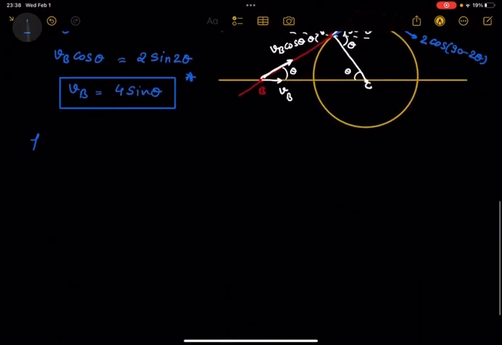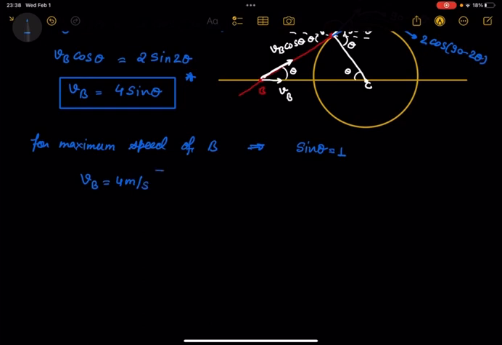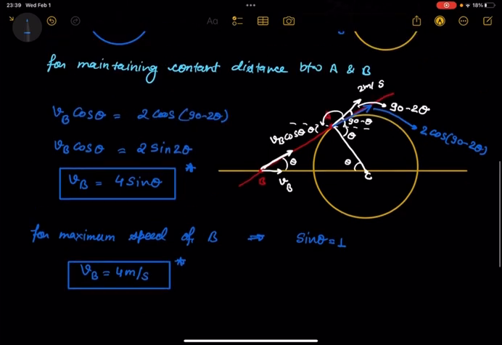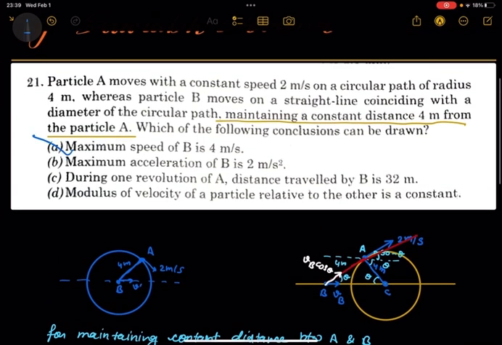So for maximum speed of B, the maximum value of sin θ is 1. So if the maximum value of sin θ is 1, then VB is 4 meter per second. So the velocity of B we can very easily calculate. It is 4 meter per second. This is the first option.